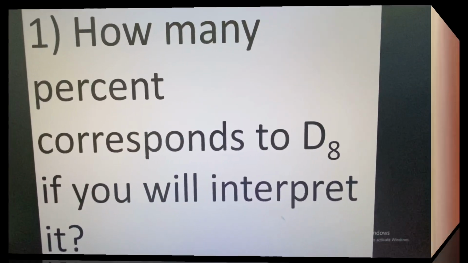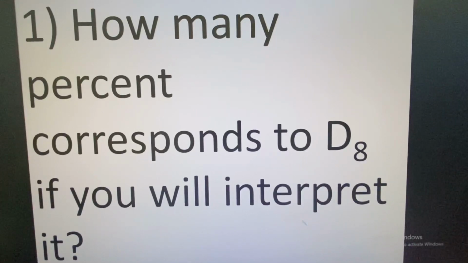Question number 1. How many percent corresponds to decimal 8 or D8 if you will interpret it? So in this question, we know that decimal divides the distributions into 10 equal parts. So meaning the denominator will be equals to 10.